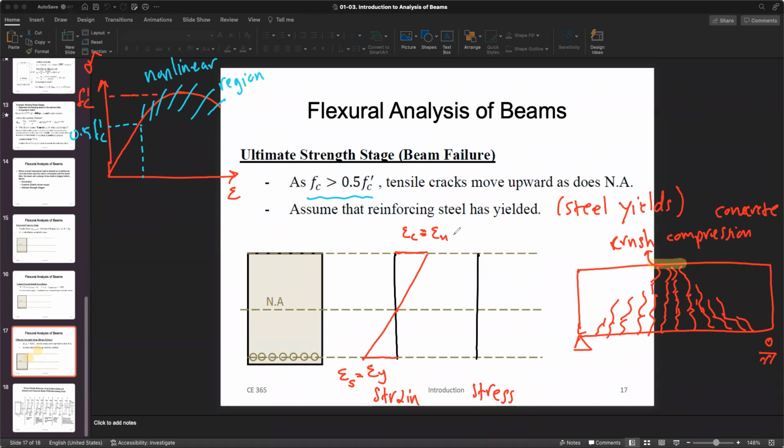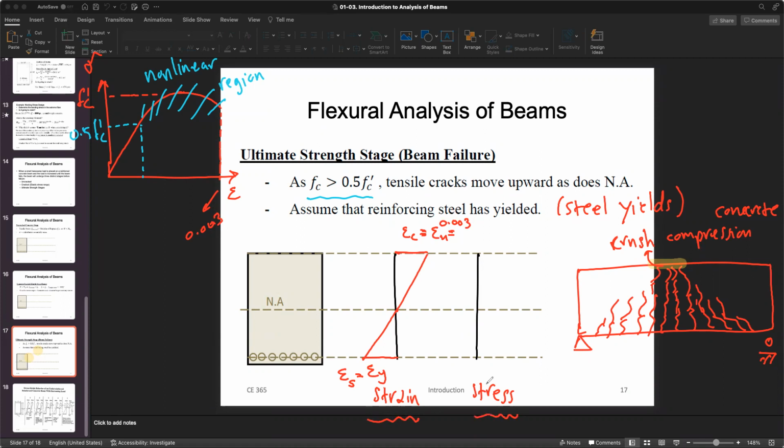By the way, do you remember this number was 3000? Remember that? The ultimate strain of concrete is taken to be 3000. Usually, that's what we assume. All right. This is the strain.